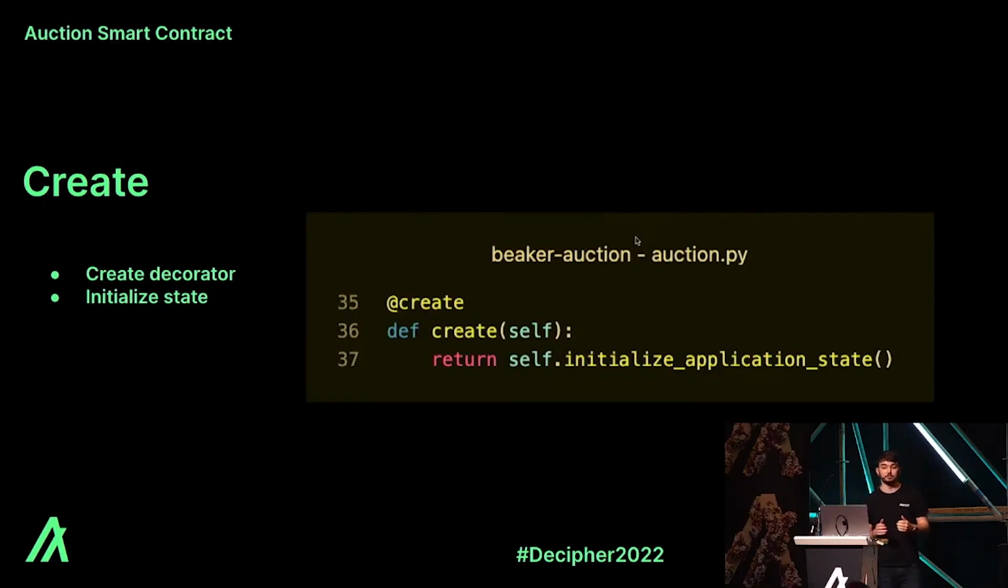So now, this is the first actual external function that we're going to be calling, and this is what we're going to be calling when we create the smart contract itself. So we have this @create decorator, and that is signifying to Beaker that this is the method that we want to call when the user wants to create the application. And all we're doing here in this create method is initializing the state. So if you remember, when we defined our global state, we set some default values. This initialize application state function will set those keys to the default values that we defined when setting up our state.